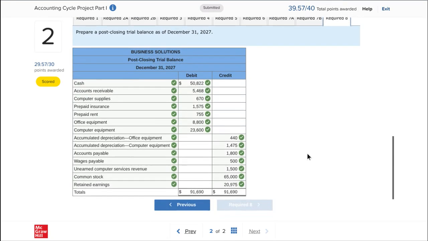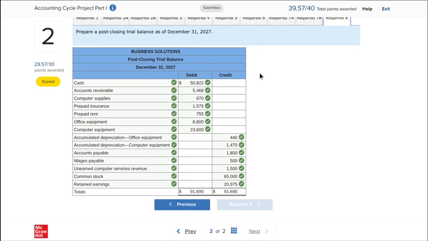Okay. The post-closing trial balance is the final step. It's to verify that the company's permanent accounts are in balance and ready for the next accounting period. It includes only permanent accounts such as assets, liabilities, common stock, and retained earnings. All the temporary accounts we just closed out are not included.